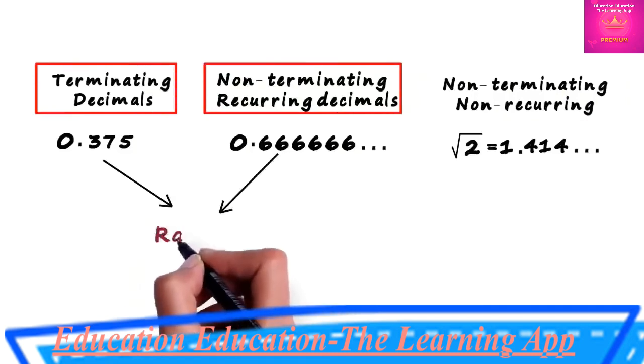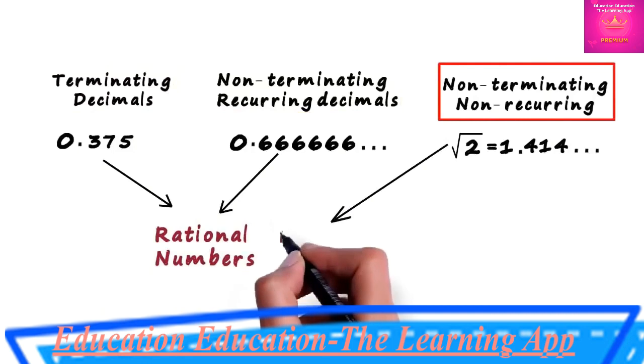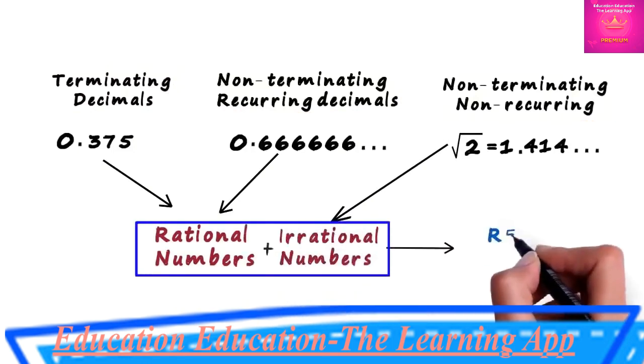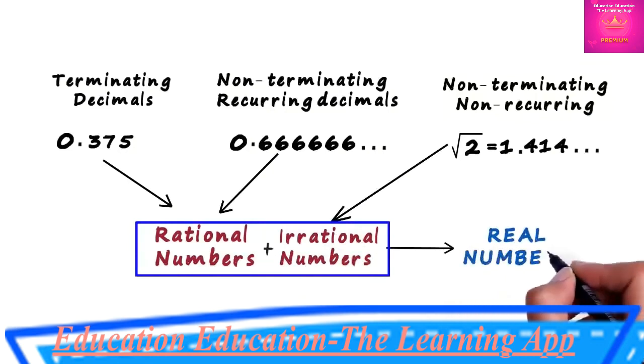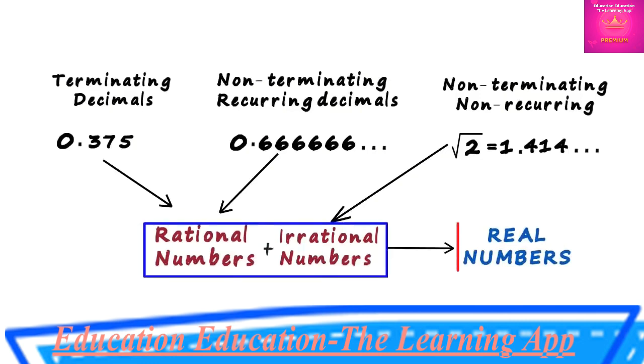These two categories together are called rational numbers, and the numbers in this category are called irrational numbers. These two categories together form real numbers. This is the other definition of real numbers. Rational numbers and irrational numbers together form real numbers.